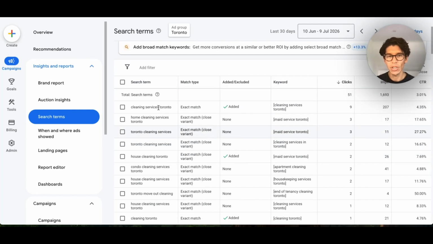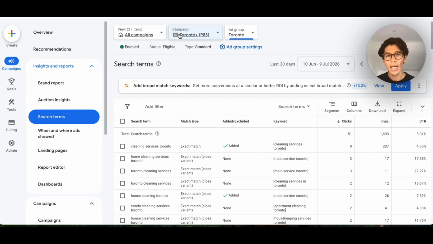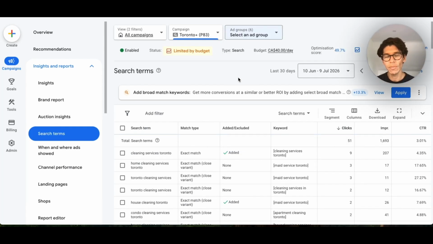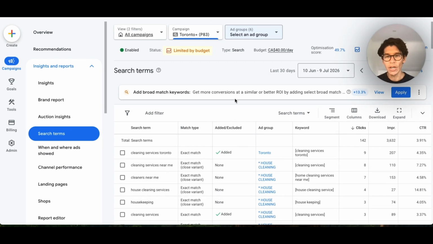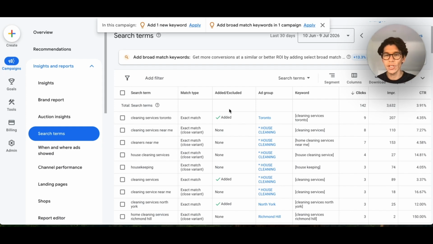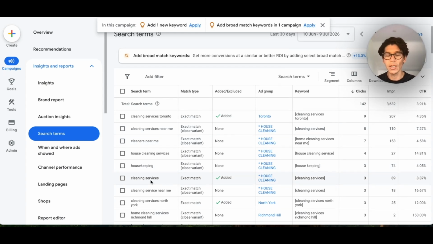And you can see here we've got some really high quality searches: cleaning services Toronto, home cleaning Toronto. This is obviously in the Toronto ad group. If I just unfiltered it for all of them, you'll see all the search terms. But broadly, you want to be coming up for two types of searches. What I call the service searches, and then the service plus location searches. The service search could be housekeeping, cleaning services just on its own.